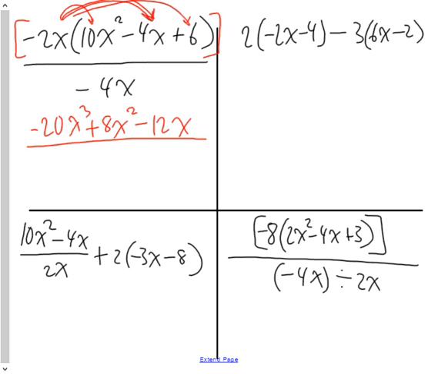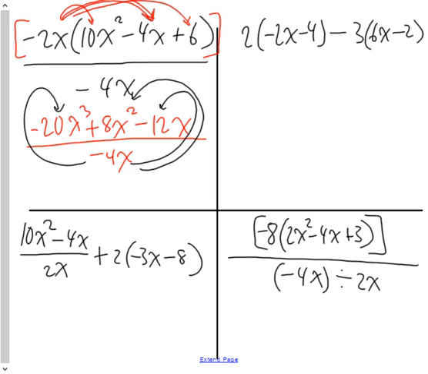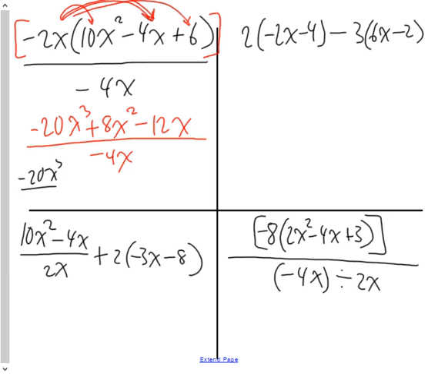We're going to take all of that and divide it by negative 4x, which means we need to use the distributive property. Each of these terms in the trinomial must be divided by negative 4x. For those who struggle, it's best to rewrite it as negative 20x cubed divided by negative 4x, 8x squared divided by negative 4x, and negative 12x divided by negative 4x.